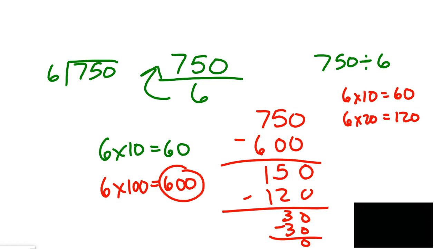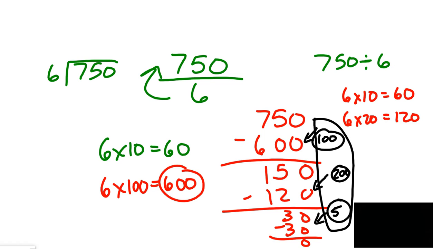And I'm just going to look back at what I did up here. This 600 was really 6 going into 750 100 times. This 120 was 6 going into 150, or into 120, 20 times. And then this 30 was 5. So if I add up all these numbers, 100 plus 20 plus 5, I have 125 as an answer. That's my quotient. 6 goes into 750 125 times.